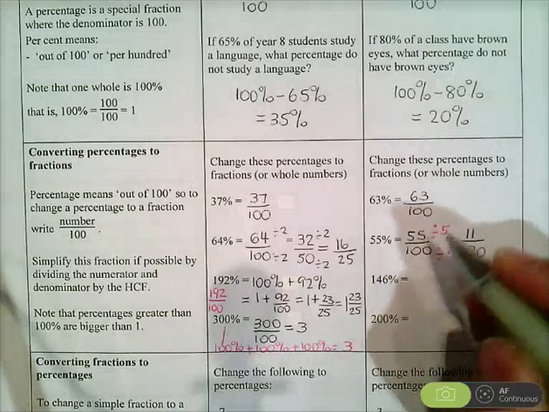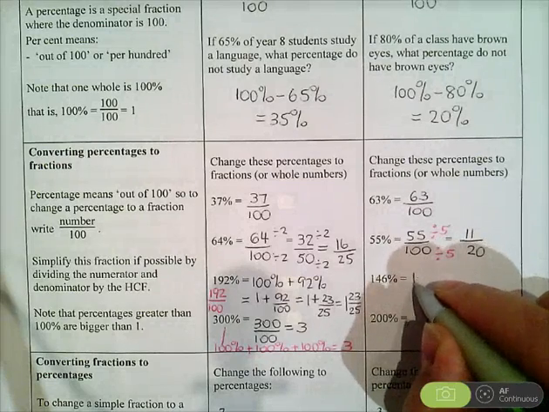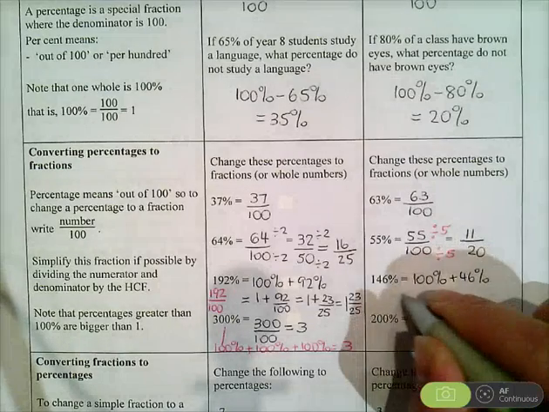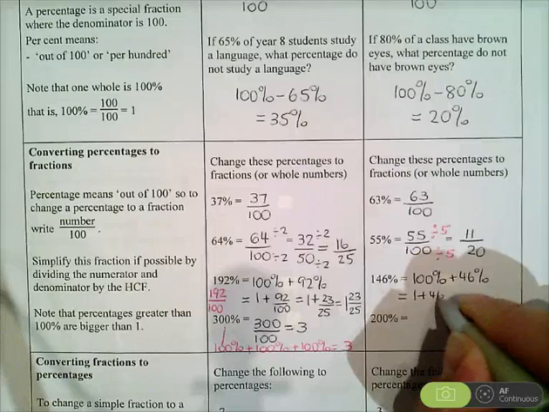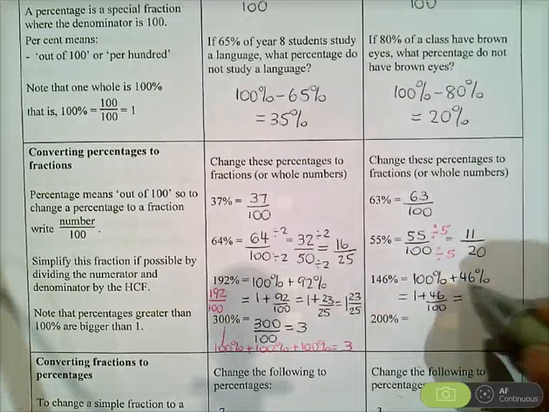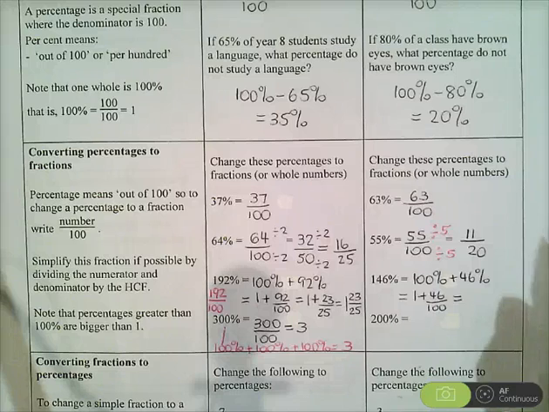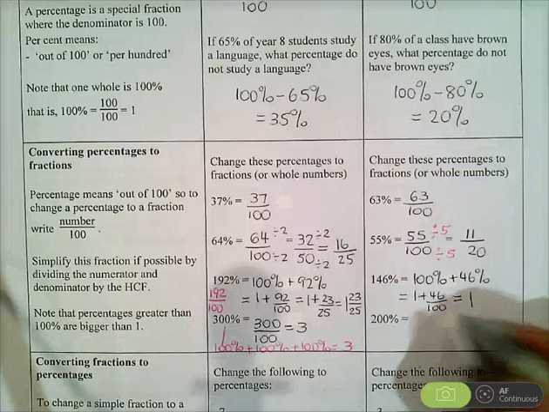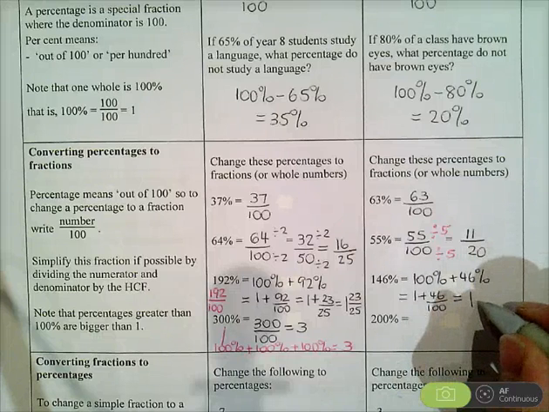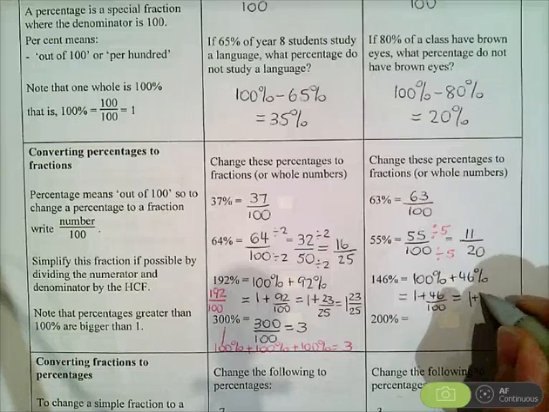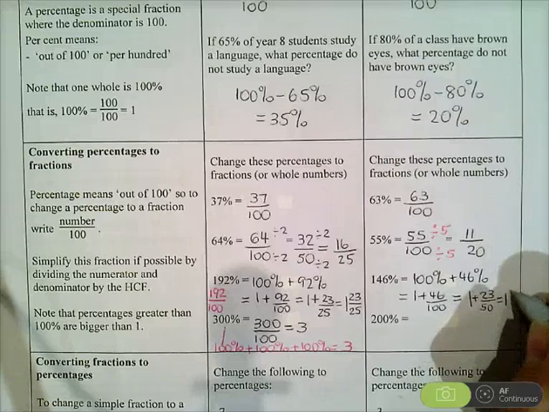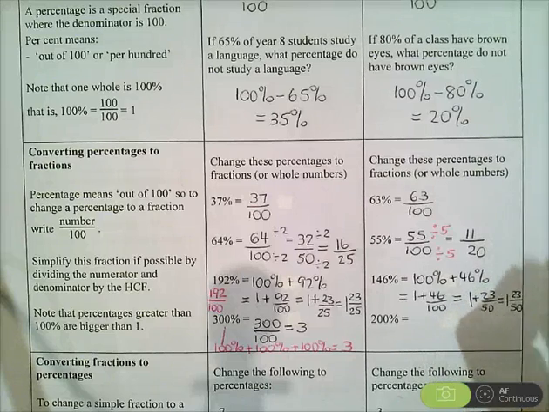Okay. Now, looking at this next one, 146%. Well, that's bigger than 100%. So that's 100% plus 46%, which happens to be 1 plus 46 over 100, because the 46% means 46 out of 100. Now, I'm going to see if we can divide both those numbers by something, and I think they're both even. We can divide them both by 2. So that's 1 plus 23 over 50, which can be written as 1 and 23 over 50. Now 23 over 50 cannot be simplified.